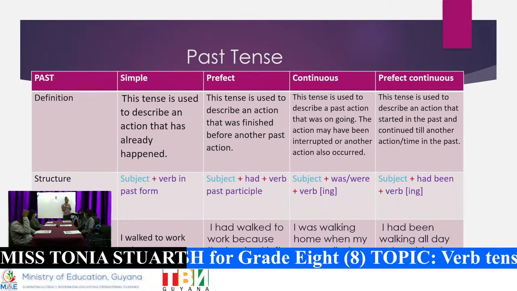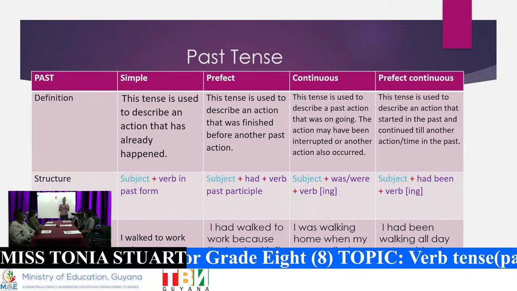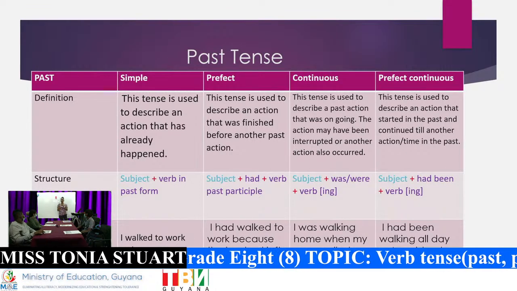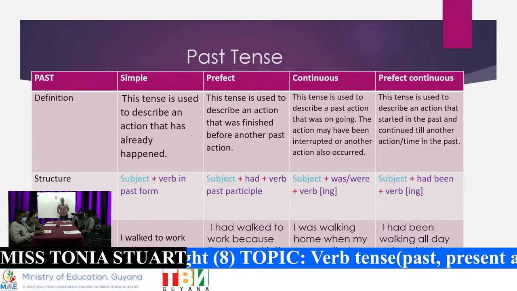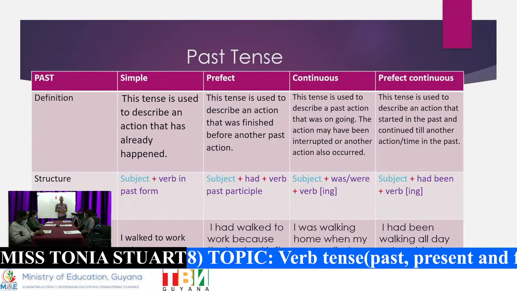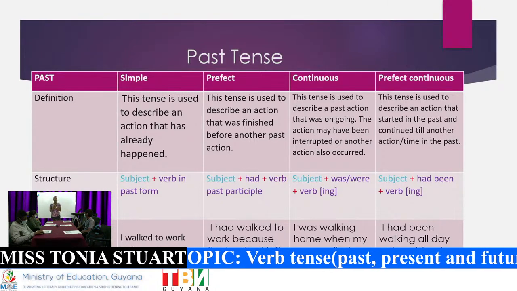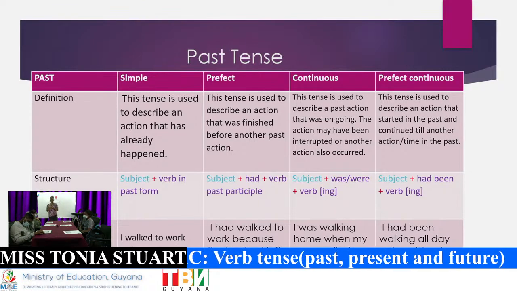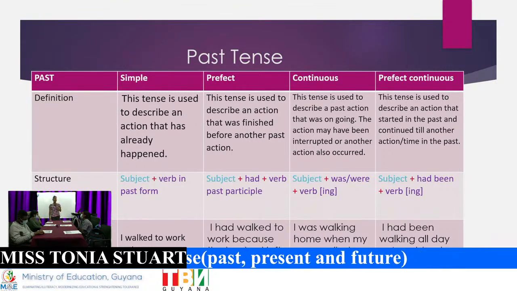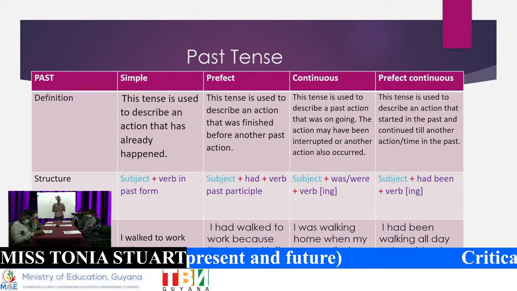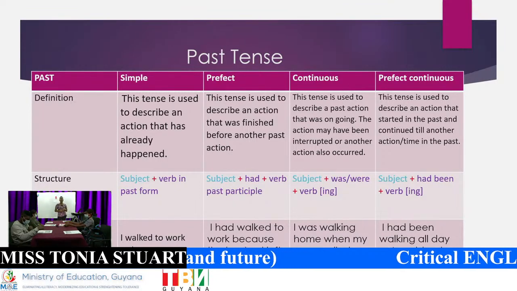But let's see if that is what it means when we're looking at the past perfect tense. The definition says, this tense is used to describe an action that was finished before another past action. And in order to form this, or the structure of the past perfect tense, we have the subject plus had plus the verb past participle.